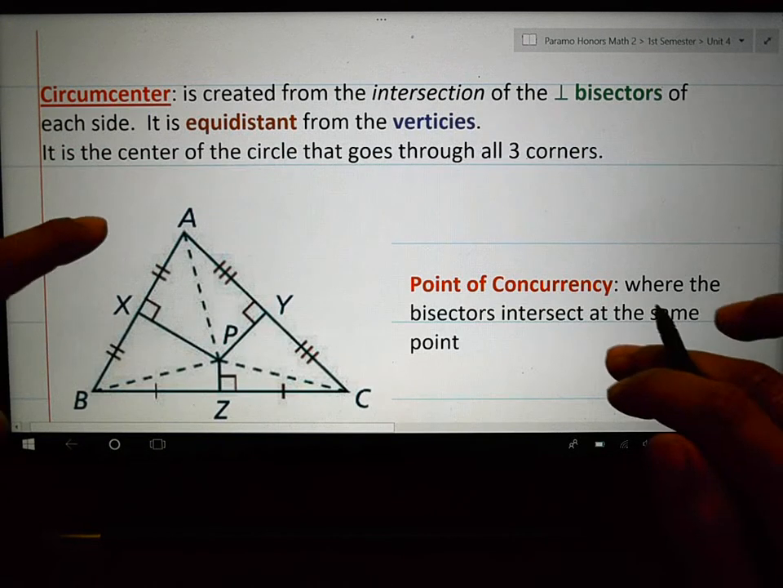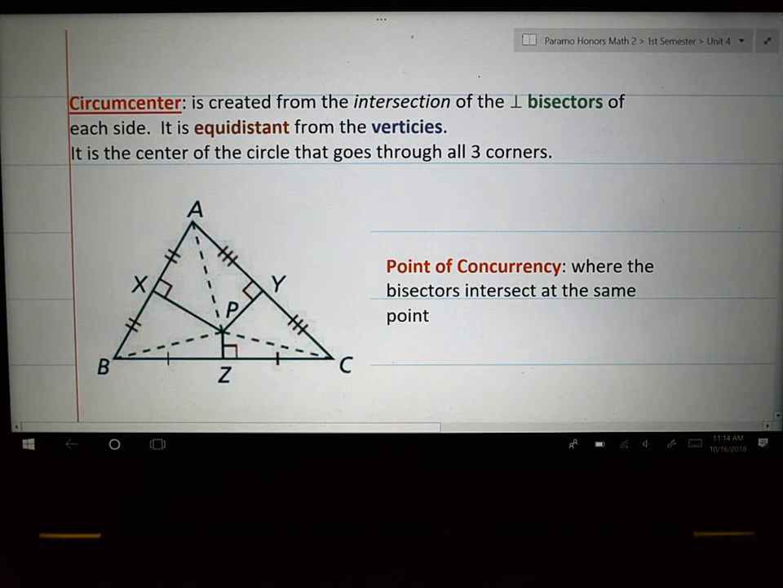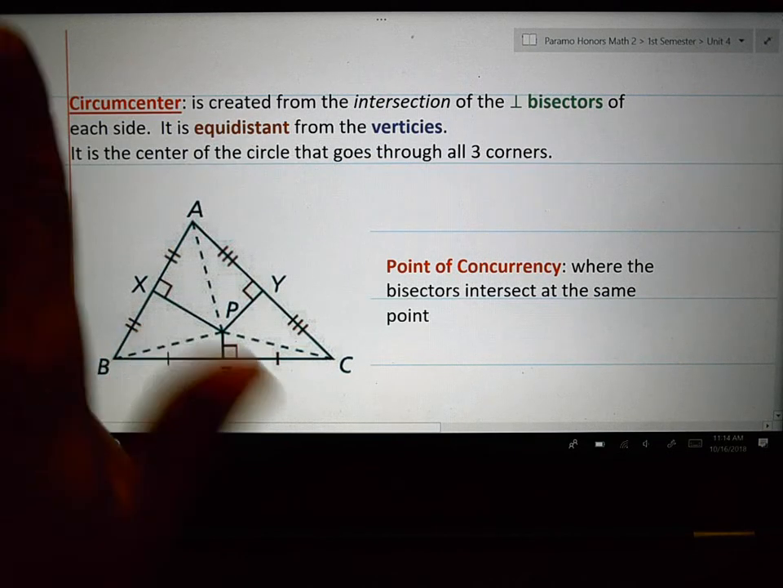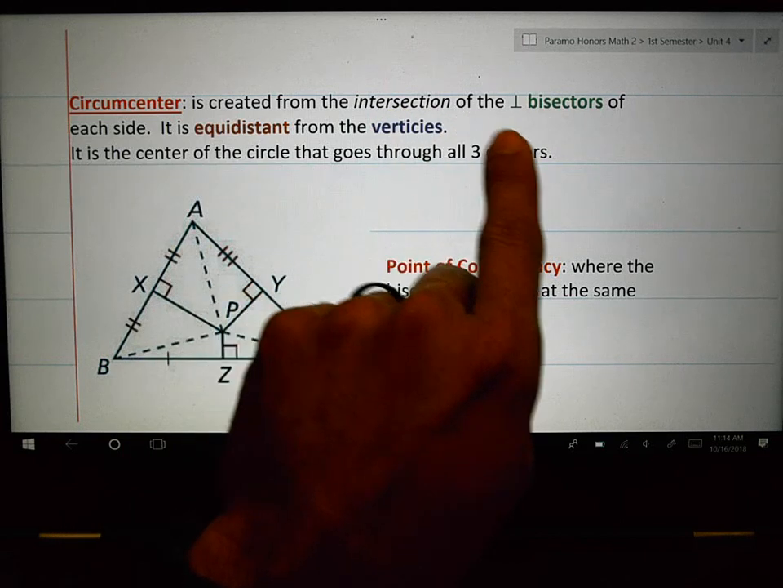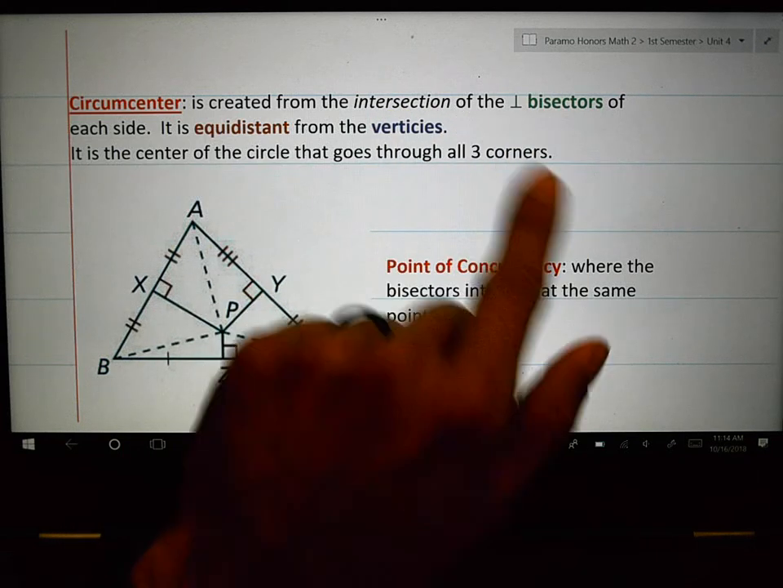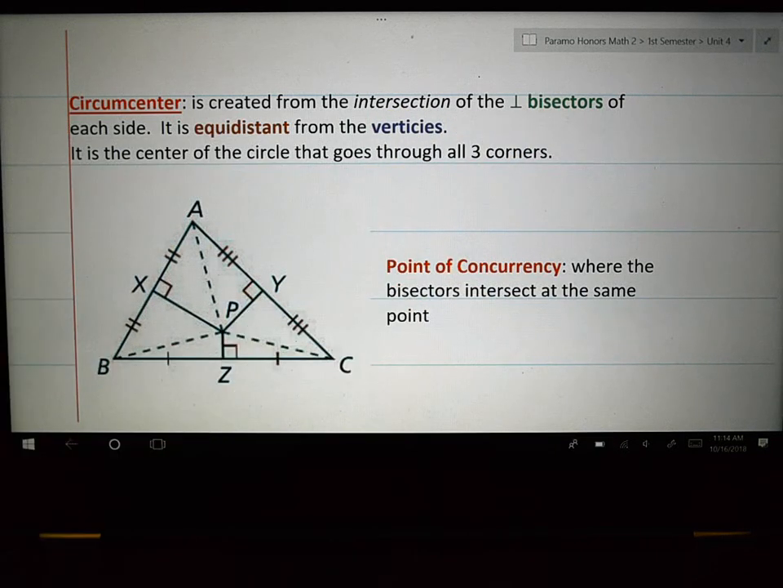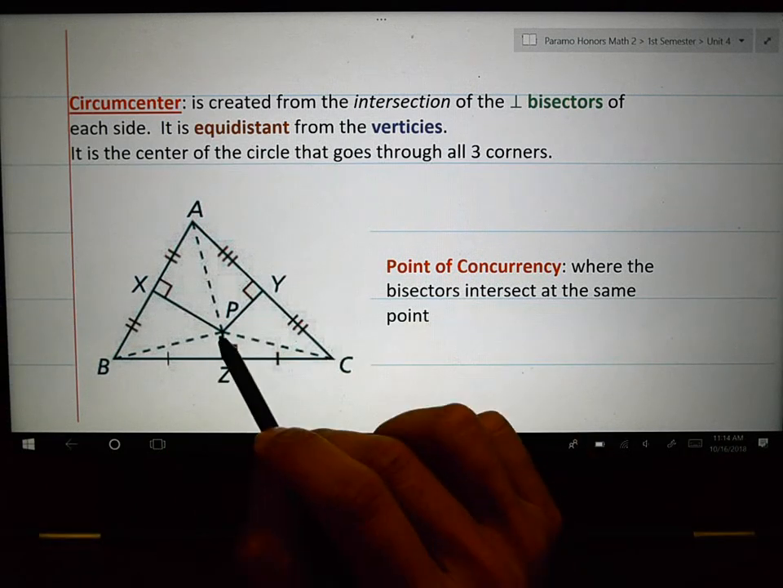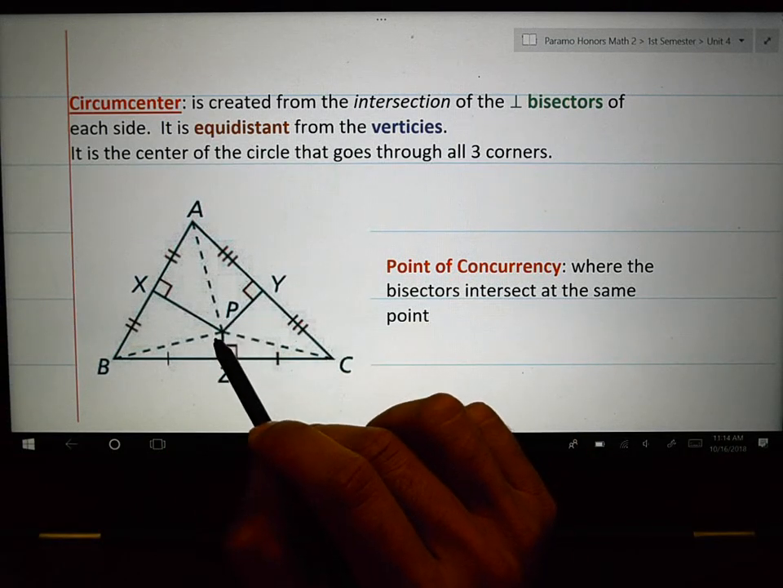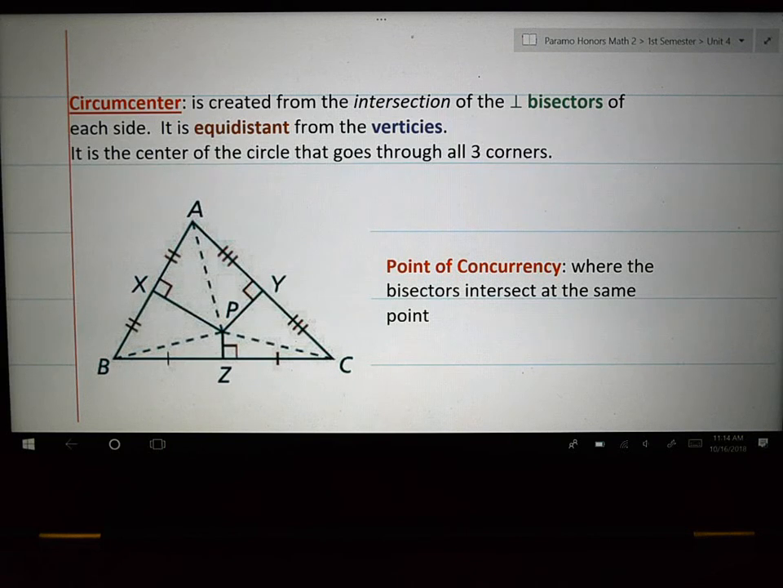In 4.3, we're going to learn this thing called a circumcenter. A circumcenter is created by the intersection of all three perpendicular bisectors. All three perpendicular bisectors are concurrent. They actually intersect at the same point, this point P right here in this example.